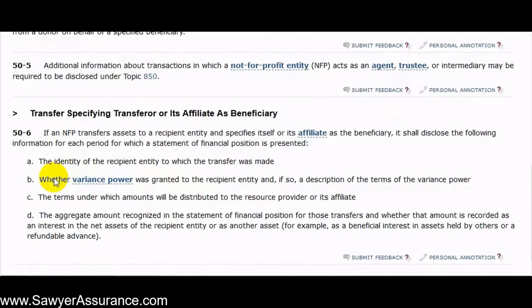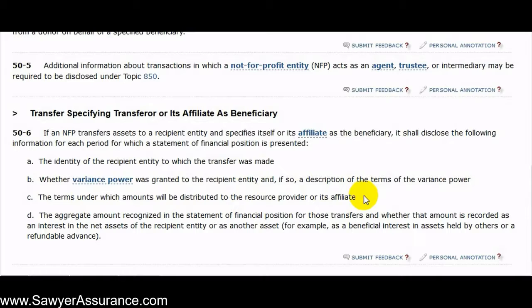So if that turns out to be the case, then we need to describe the terms of that variance power in the footnotes. Another thing we need to disclose is the terms under which amounts will be distributed to the resource provider or its affiliate. So if we sent assets to the recipient entity, then what are the terms of the amounts that will be distributed back to us or the affiliate that we name? For instance, maybe we sent funds to the recipient entity, and they are to send back to us the returns from investing those funds, potentially. Then we would need to describe those terms. Or maybe it's the case that we sent them assets and we don't expect any back, so the terms would be that no assets will be sent back to us.